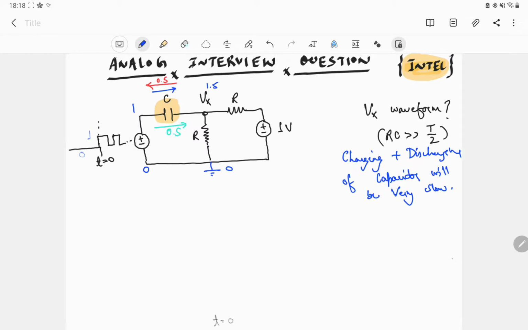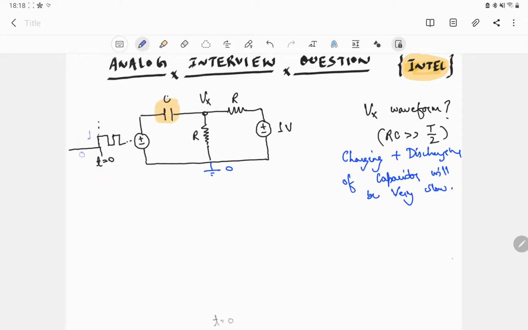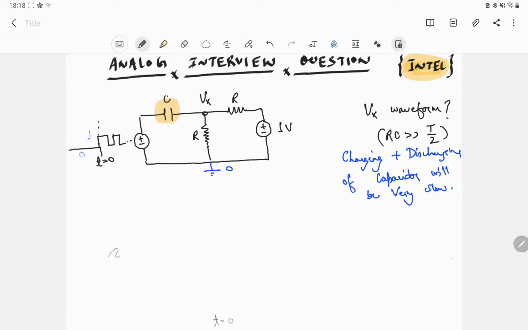Then okay, so I have to remove some things like this. Now we are good to go. So again we have to draw the waveform first. Now the waveform will come into the picture. Now this is the waveform.